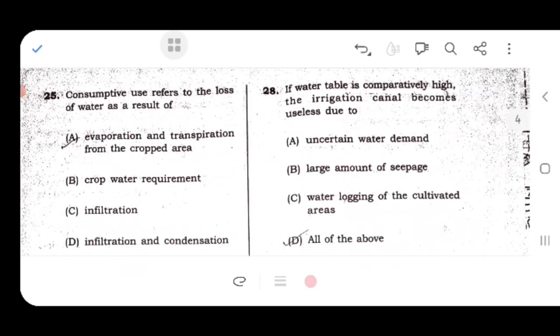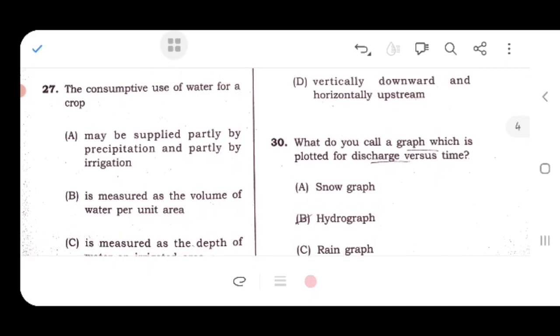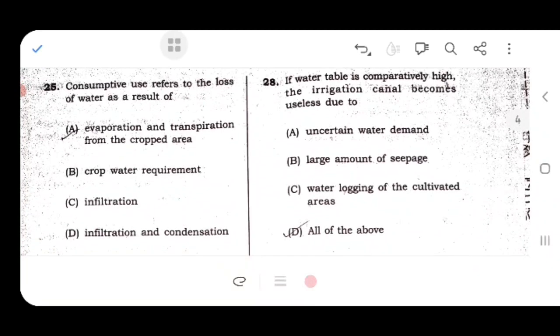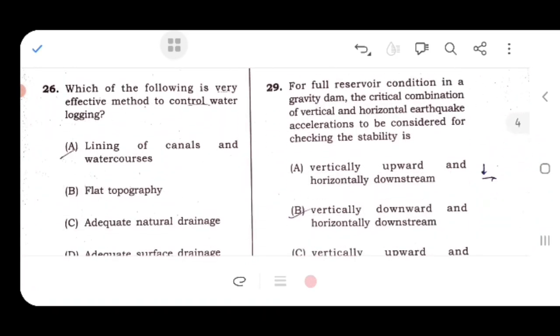Consumptive use refers to loss of water as a result of evaporation and transpiration from the cropped area. Which of the following is a very effective method to control waterlogging? Lining of a canal and watercourse. The consumptive use of water for a crop is measured by all the above. If the water table is comparatively high, the irrigation canal becomes useless due to all the above. All the causes are the cause behind uselessness of a canal. For full reservoir condition in a gravity dam, the critical combination of vertical and horizontal earthquake acceleration to be considered for checking stability is vertically downward and horizontally downstream.